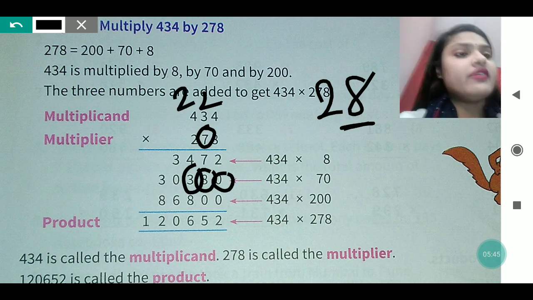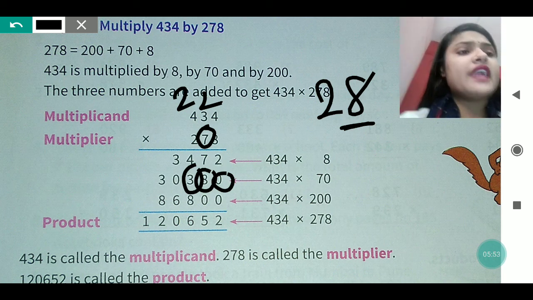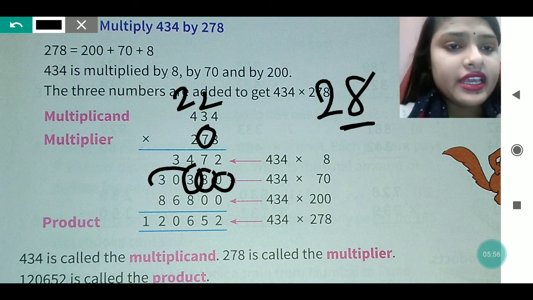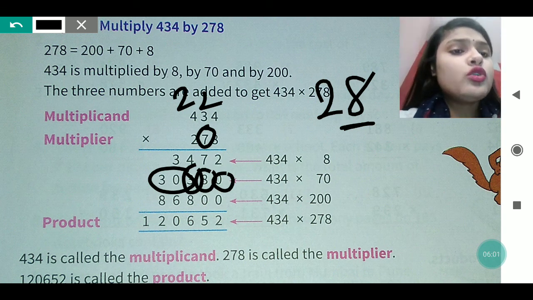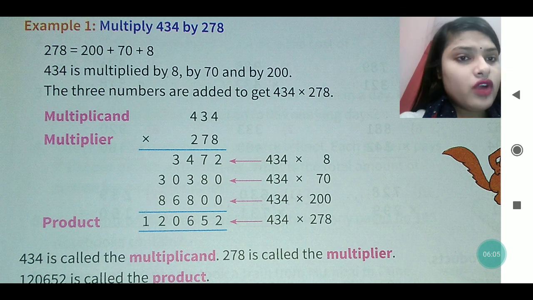Now again 7 table 4 times. So 7 ones are 7, 7 twos are 14, 7 threes are 21, 7 fours are 28. Plus 2, 29, 30. How much? 30. So the second place also we have solved by multiplying. So 2 answers we have got. Yes, by multiplying with 8 we have got one product. By multiplying with 7 we have got one product. So 2 products we are having with us.